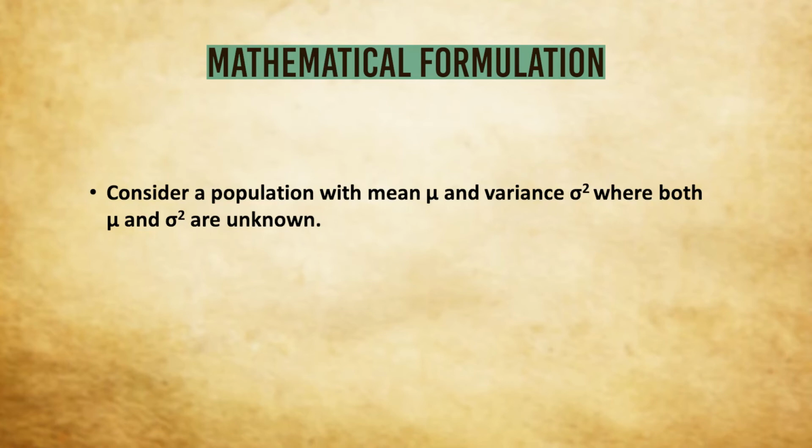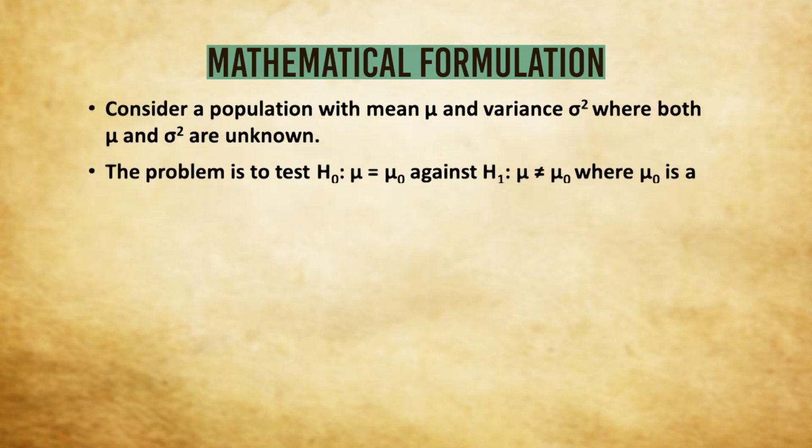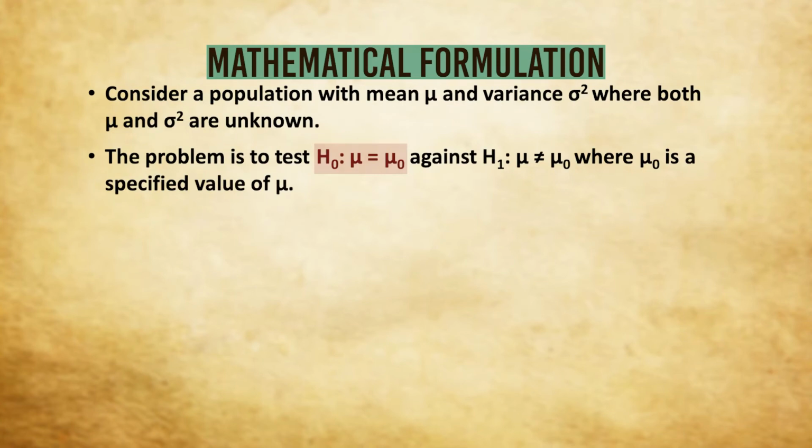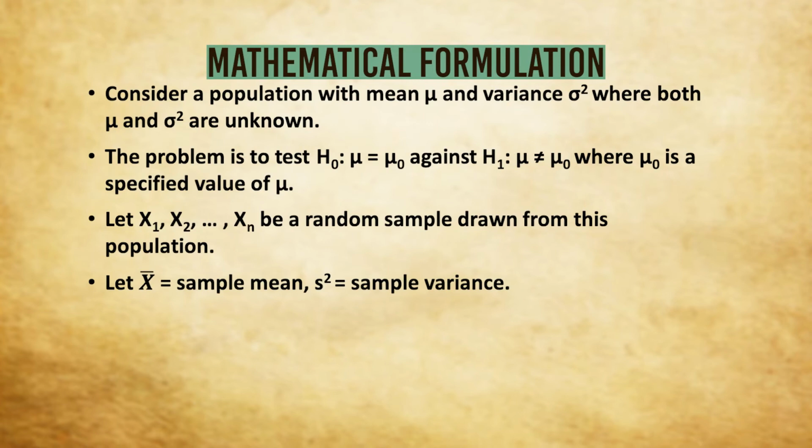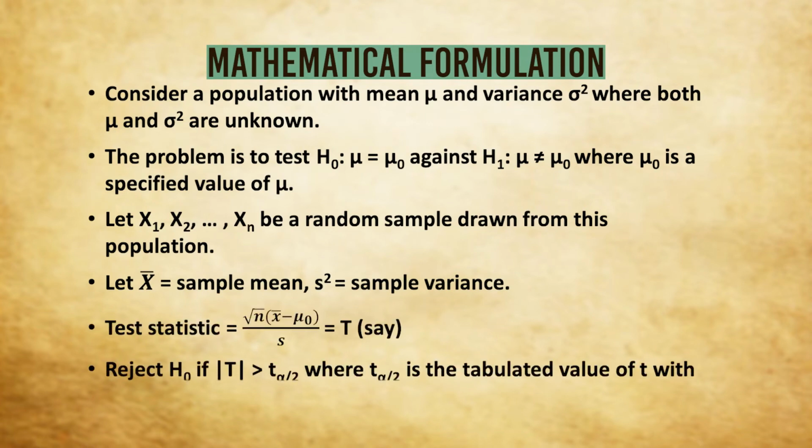So here you see the basic difference between a z-test and t-test is this. Here we have said both mu and sigma square are unknown. But in case of z-test, we said that only mu is unknown, sigma square is known. The problem remains the same. We test H naught: mu equals mu naught against the alternative mu not equal to mu naught. Here also we can have one-sided tests like with alternatives mu greater than mu naught or mu less than mu naught. We have a random sample x1, x2, ..., xn. X bar is the sample mean and s square is the sample variance.